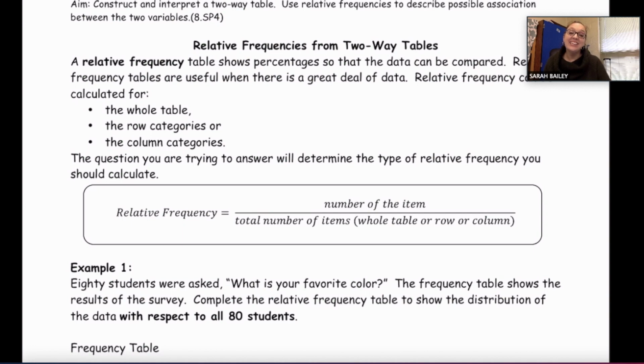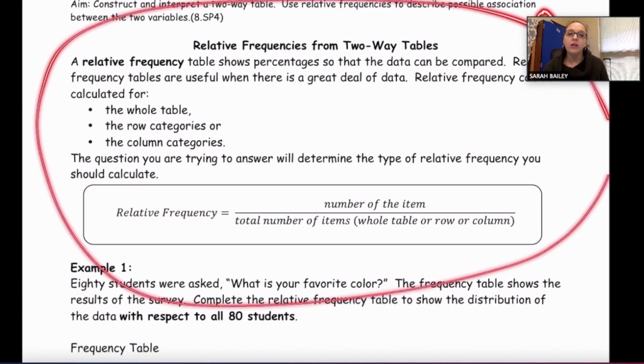Hi. In today's lesson, we're going to learn about relative frequency tables and how to create them when you have information from a two-way table. So this first part is really important information. A relative frequency table shows you the percentages so that data can be compared. Relative frequency tables are useful when there's a lot of data. Relative frequency can be calculated for the whole table, the row categories, or the column categories.